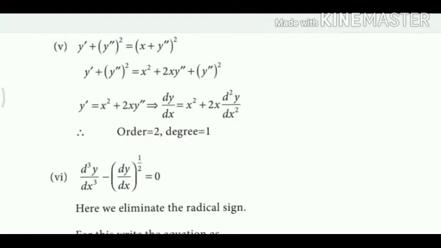Okay, so on both sides y double dash whole square is there, so it is cancelled. So we are getting y dash equal to x square plus 2x y double dash. That is nothing but dy by dx equal to x square plus 2x d square y by dx square. Here the highest order of derivative is d square y by dx square. Therefore order is 2. What is the power of this highest order derivative? d square y by dx square, it is 1. Therefore degree is 1. Okay.